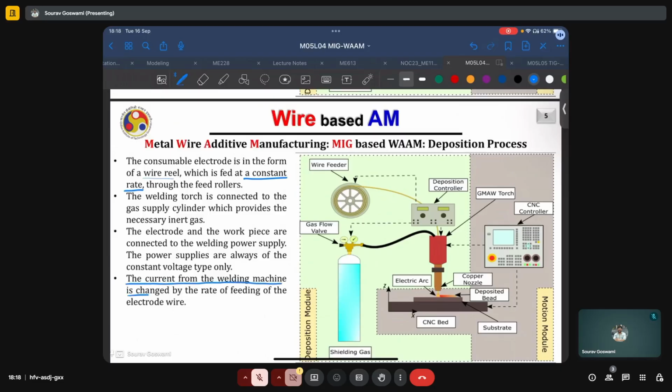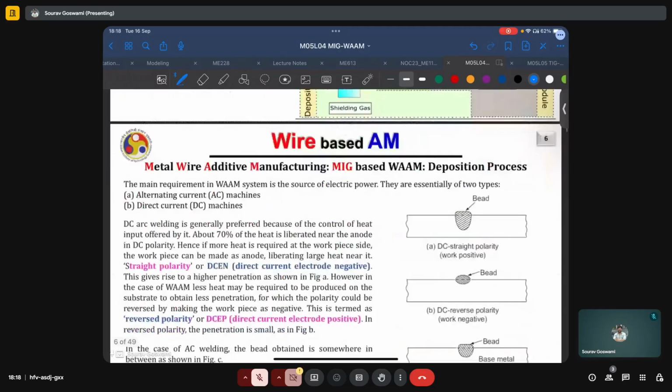And in fact, this is an important distinguishing factor between MIG-based WAAM and TIG-based WAAM. In MIG, the wire feed rate and the current are dependent on each other, they are interlinked. Whereas in TIG, both of these things, that is the current which is flowing through the wire or into the system, leading to the formation of the arc, and the wire feeding rate, are independent.